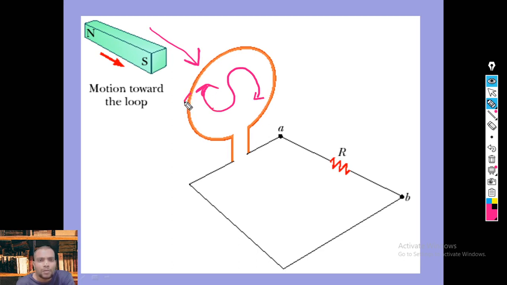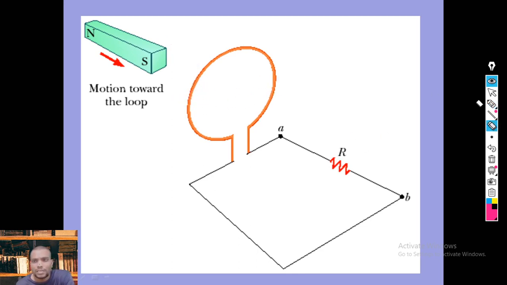The same arrow marks I will give to the loop. So when you look from the magnet side, the south pole and south pole will repel each other. Now the current in the loop will be in the clockwise direction.